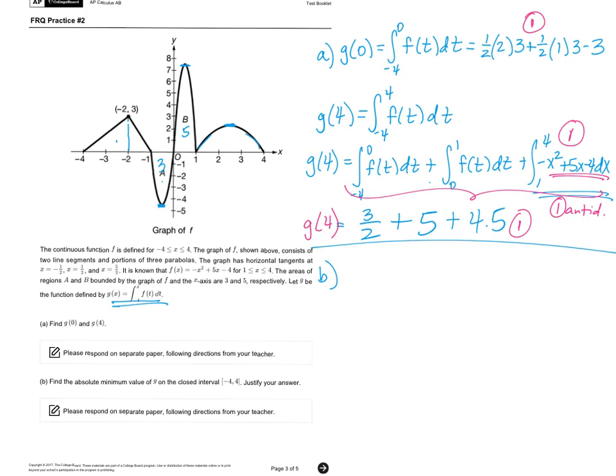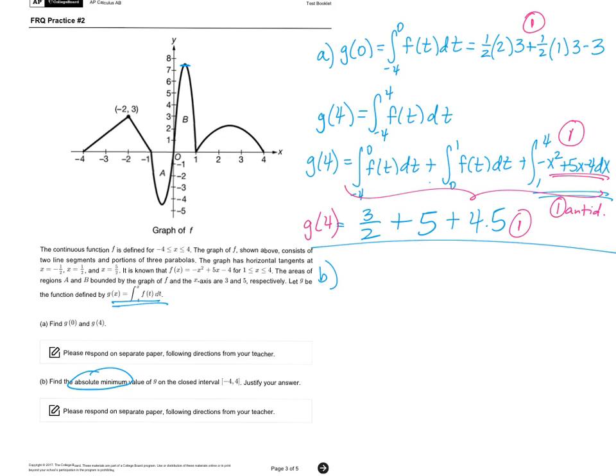Now remember, what are the candidates? The candidates are endpoints and any time where the derivative is equal to 0 or undefined, which there's a lot of places in there. But I'm going to erase all this so you can just see it cleanly. Because they specifically ask for the absolute minimum, it would have to occur at a local minimum or the endpoints.